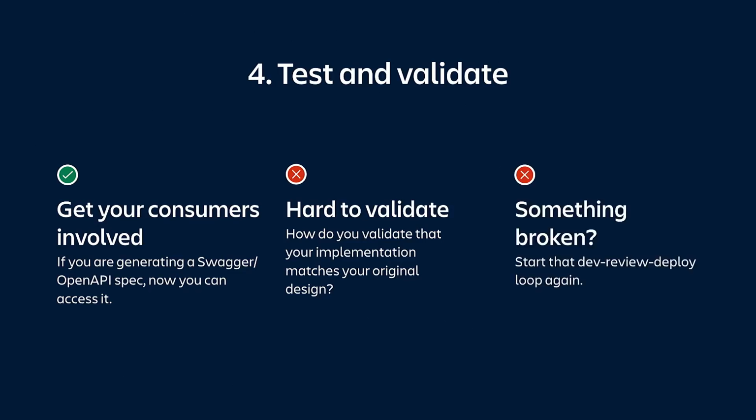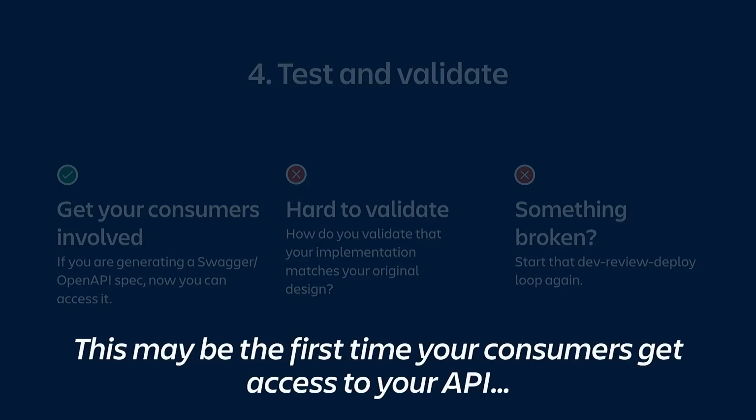And what if something's broken? What if your UI team says, hey, we actually need this other piece of information that you haven't given us? Or your third-party vendor says, actually, you've marked this field as required and we can't give it to you because we don't have that information in our system. At this point, you have to go back through your whole dev, review, deploy cycle again, and that just burns more time in our 6-week project. And keep in mind that this could be the first time your consumers have been exposed to your API, particularly if we're talking about external consumers.